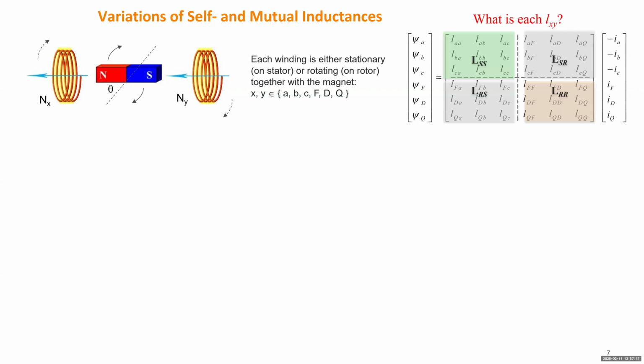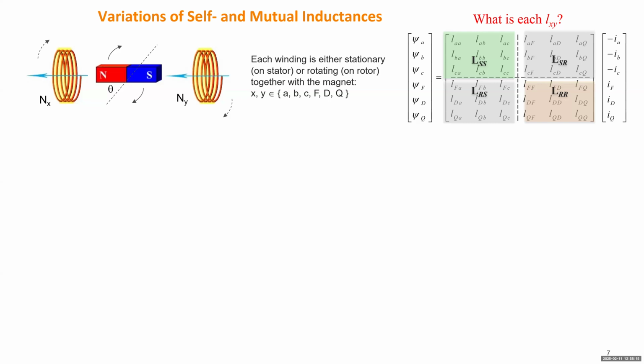4 plus 3. We have to have 3 stator windings and 4 rotor windings. For salient pole rotor generator, we have 3 plus 3. We have 6 windings. Any question? Okay. So we use salient pole rotor generators as examples. So we have 6 windings.